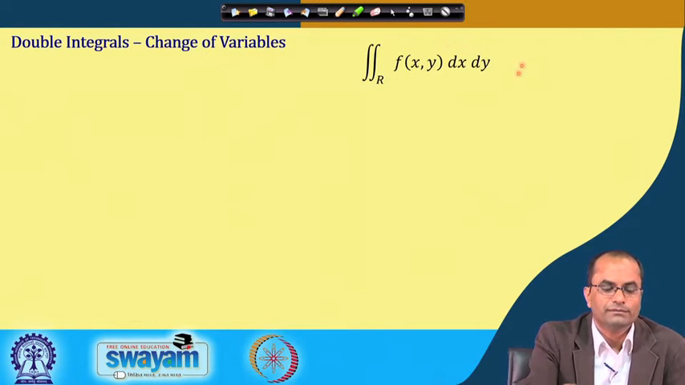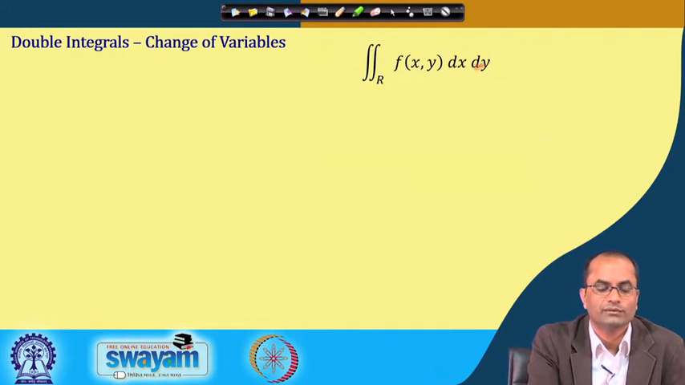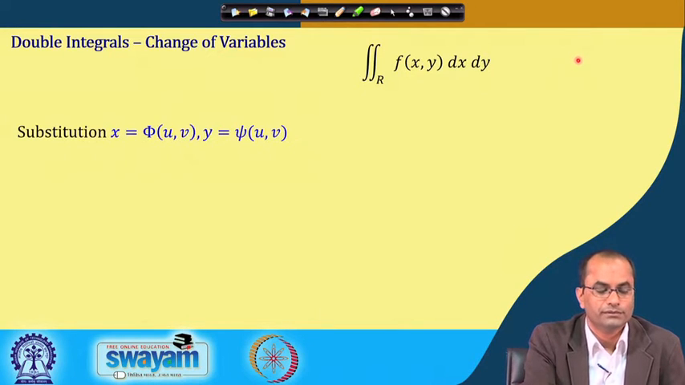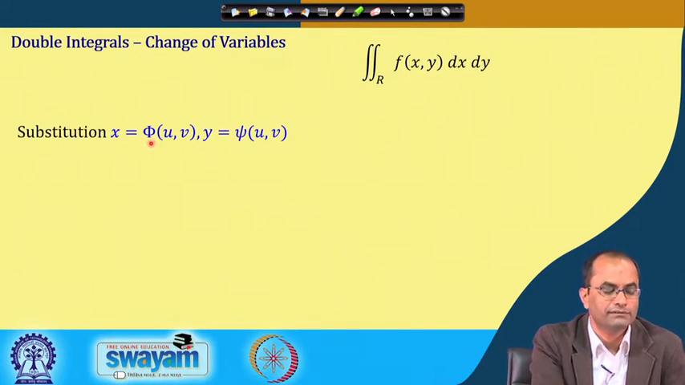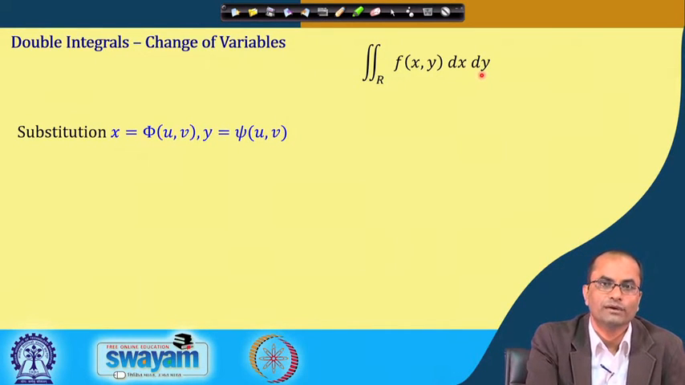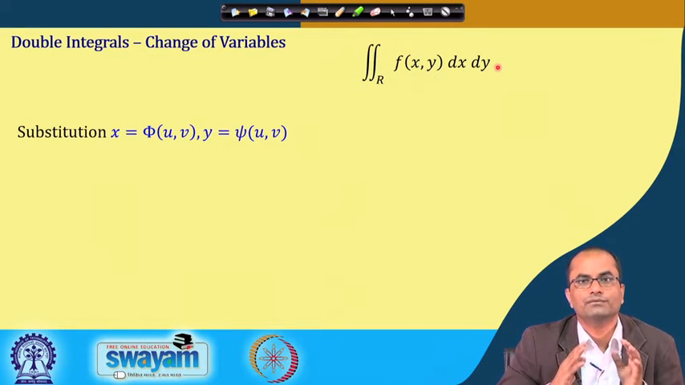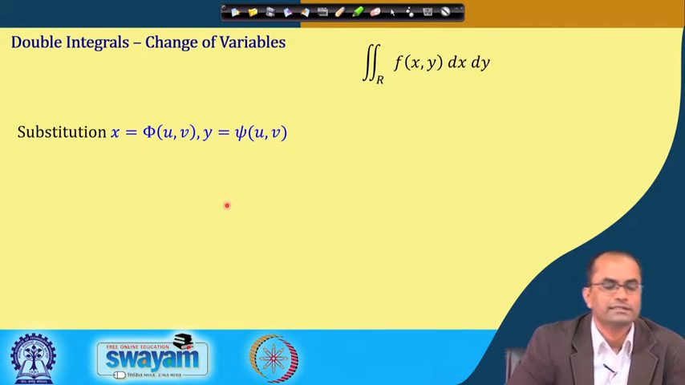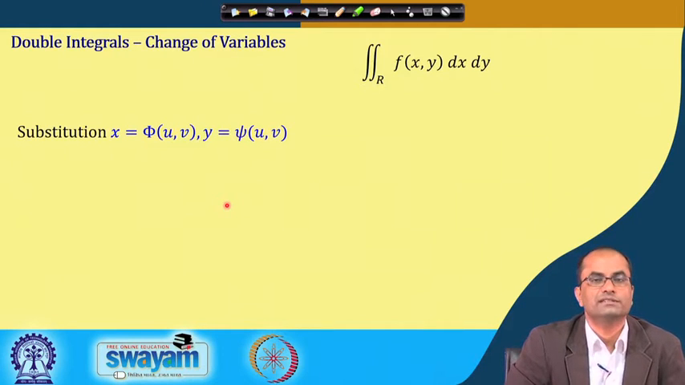So, if we have a double integral here f x y dx dy, now if you want to make some change of variable, so let us say x is given by this phi u v, and y is given by another function psi u v. So, our new variables are u and v, the older ones here were x and y. So, we want to change the variables from x y to u v with this relation, x is equal to phi u v and y is equal to psi u comma v.